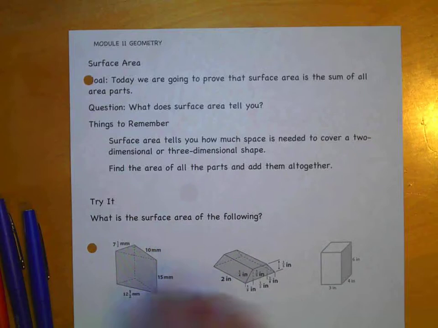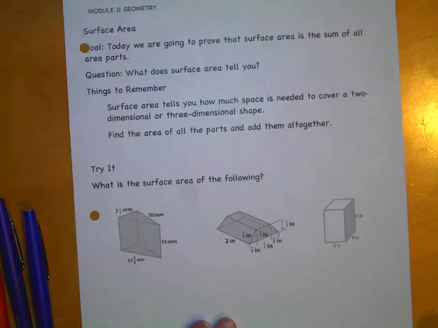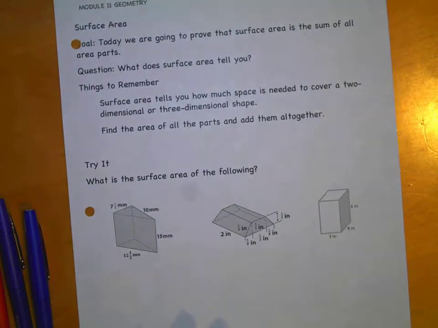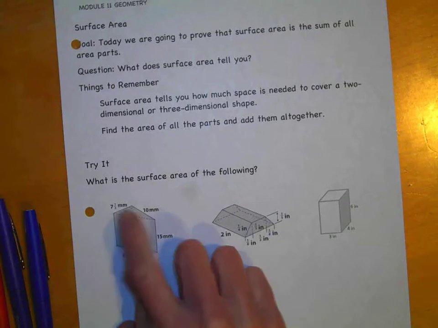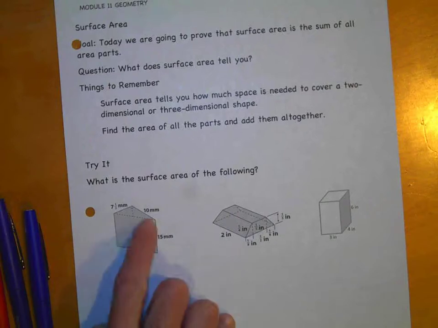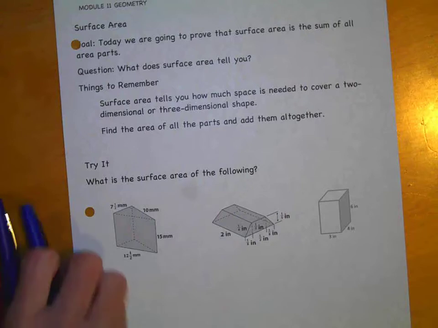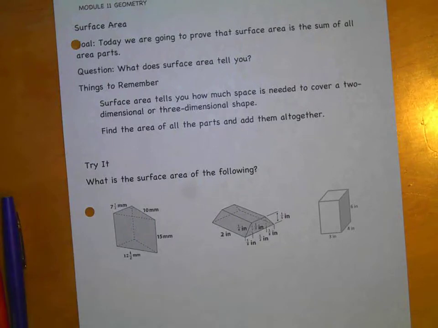What is the surface area of the following three-dimensional shapes? So we have all of this. And these problems, the only thing that may give you any real difficulty is the fact that they have parts of a whole in their measurements. So for example, right here is 7.5 millimeters, this is 12.5 millimeters, this is 15 millimeters, and this is 10 millimeters, okay? But again, you're going to find the area of all of the faces and then add them together.